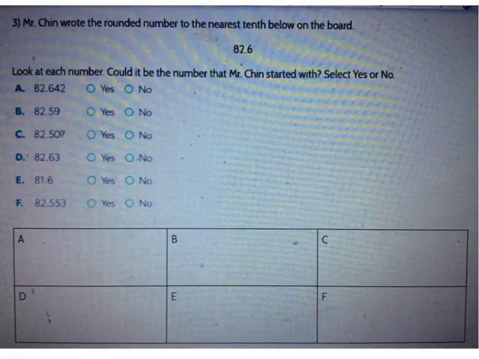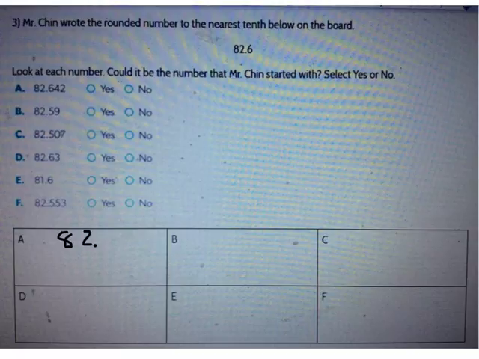We might see problems where we need to round multiple numbers. Let's read this problem together. Mr. Chin wrote the rounded number to the nearest tenth below on the board. 82 and 6/10. Look at each number. Could it be the number that Mr. Chin started with? Select yes or no. So for each number, we need to round to the nearest tenth to see if it will become 82 and 6/10. I have space for you to show your work on your paper.